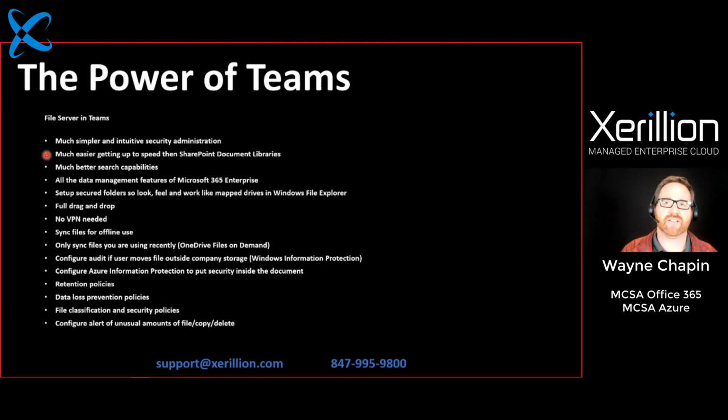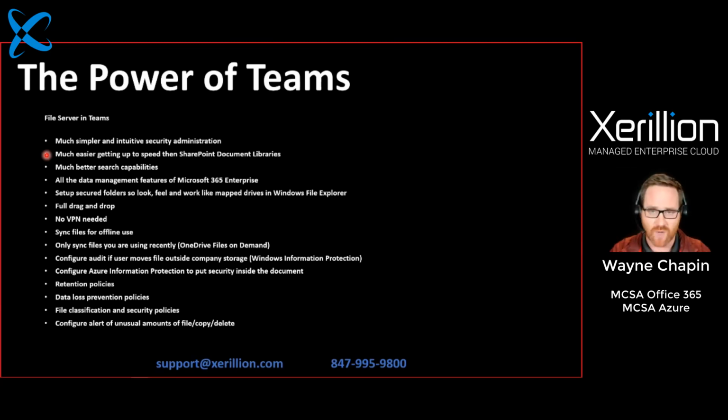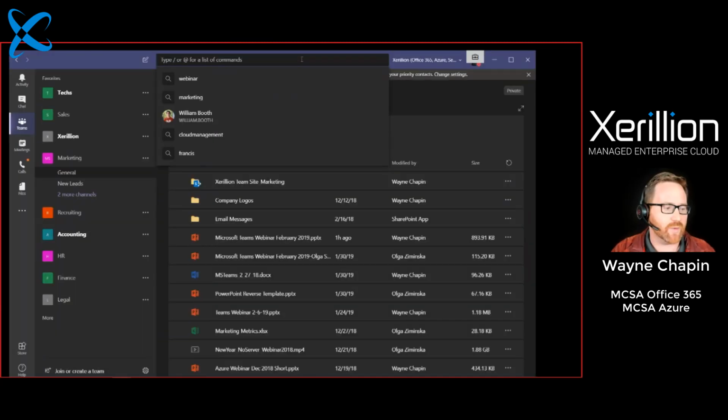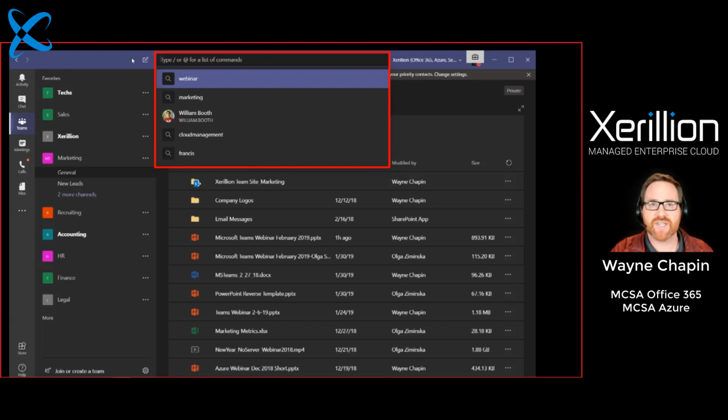So that is less intuitive. We usually have to walk people through a few times where to go to add or remove permissions in SharePoint document libraries. You have much better search capabilities. So right here, we could go ahead and search on anything we want to. So you like the search capabilities inside of Outlook? Well, you've got them in a big way here in Microsoft Teams. If I just want to click on webinar, it'll bring up any conversations, any files with the word webinar in that team that I'm in.